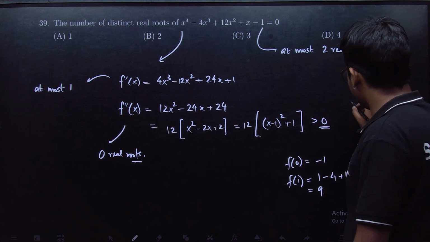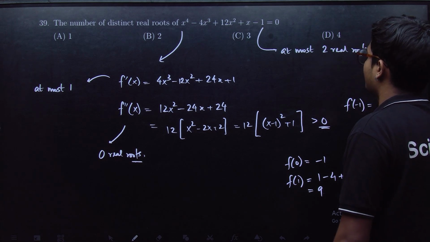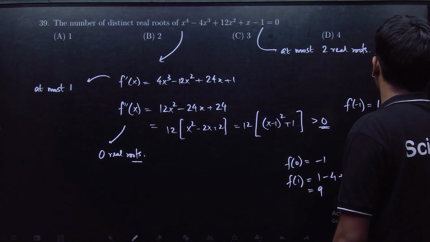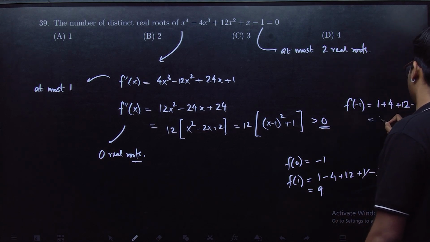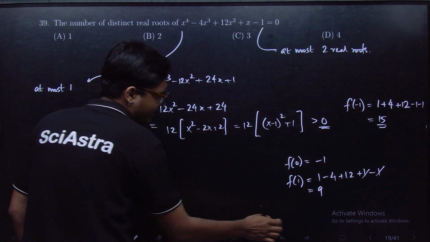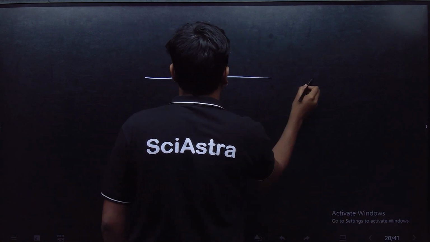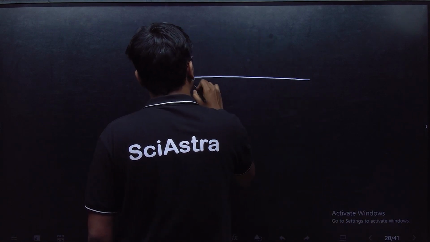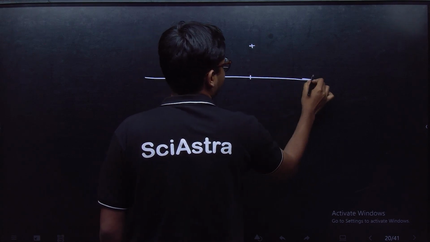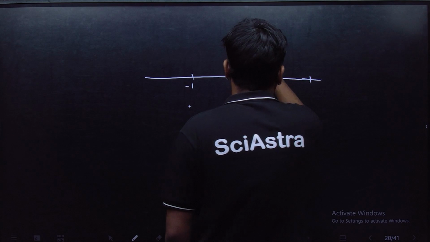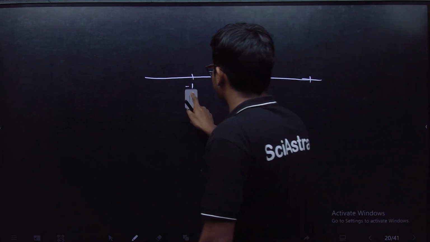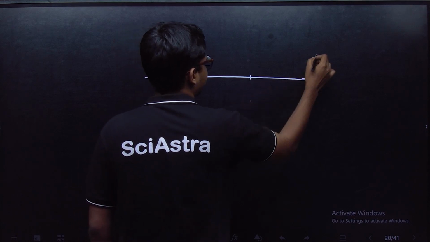And what is f(minus 1)? f(minus 1) is going to be 1 plus 4 plus 12 minus 1 minus 1, right? That is just 15, right? Which means, it's a continuous function, right? So if I draw the graph of this function, I can see that at 0, it's negative. At the other 2 points, it's positive, right? So here it's positive, here it's negative, here it's positive, right?